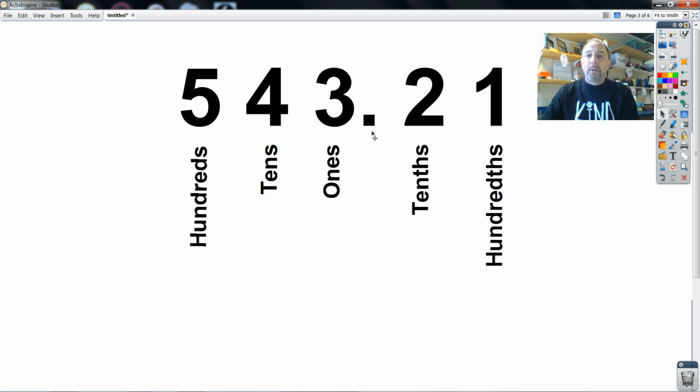A note to parents who might be watching, a common mistake that students will make is to say 543. No, because that would mean that there would be a decimal point in there. So 543 and 21, and then I say the place value of the last column. In this case, hundredths, 21 hundredths. Okay?